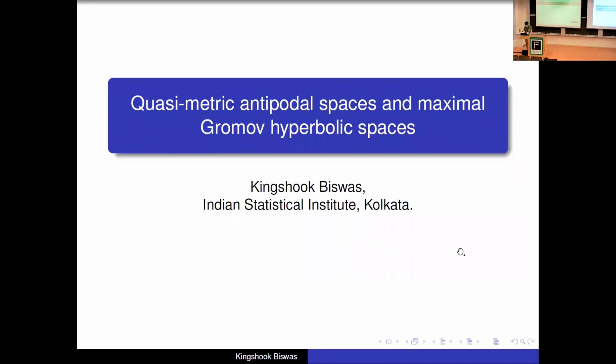Welcome to the workshop on the geometry of spaces with upper and lower curvature bounds. This is a part of a thematic program on non-smooth Riemannian Lorentzian geometry here at Fields.